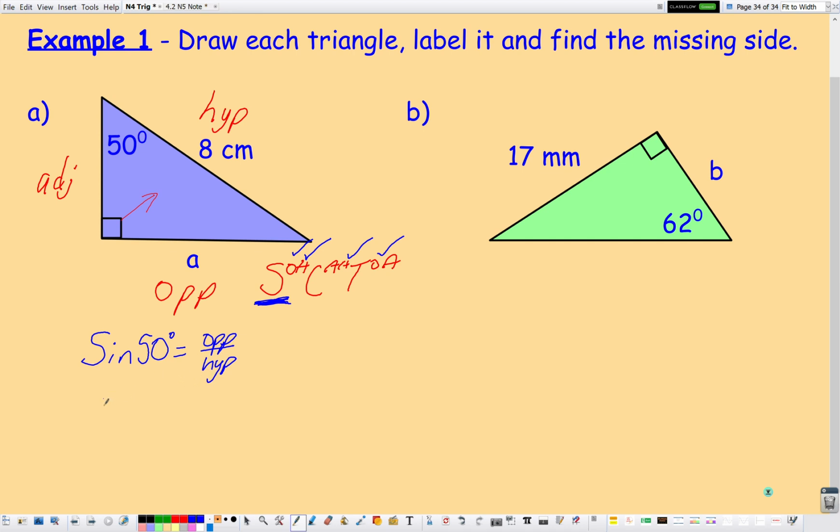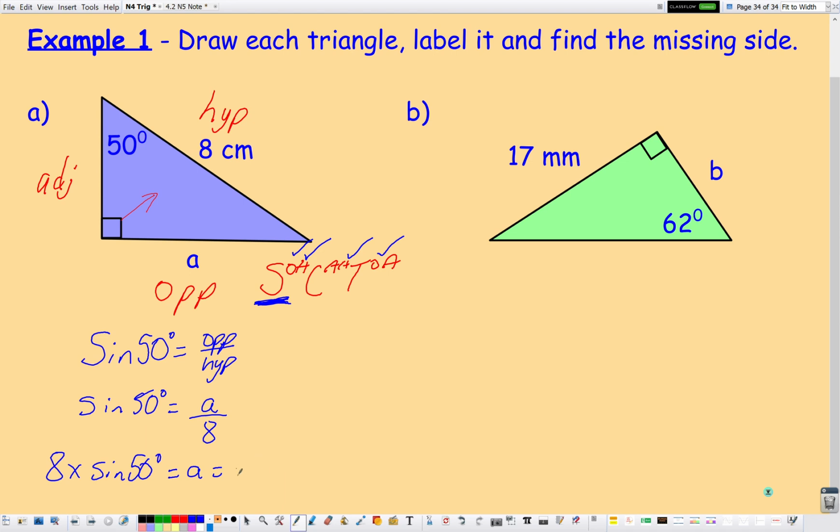So we'll put in those values first. It's the sine of 50 degrees, and that is equal to the opposite side, which we are going to call A, over the hypotenuse side, which is 8. Now if you remember, to get this A on its own, we took this 8 and we just multiplied it up in front of the sine 50. So it's 8 times the sine of 50 degrees, and whatever that answer is, that's going to be what A is.